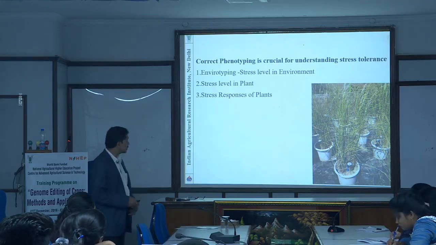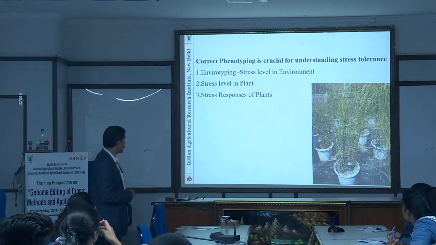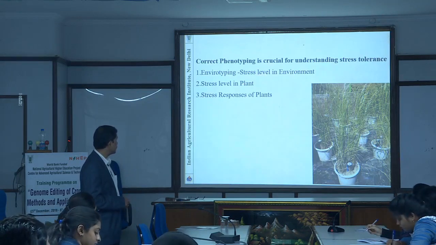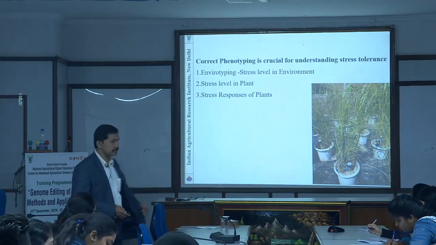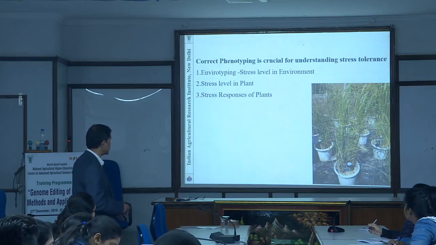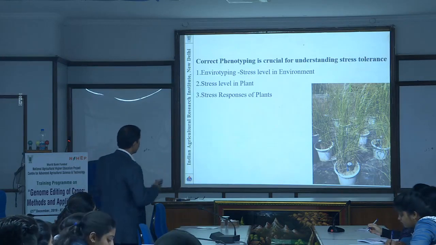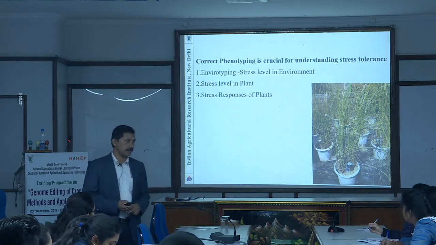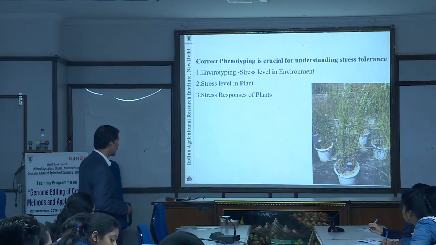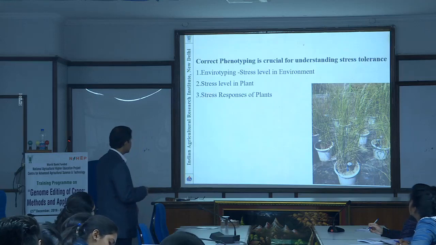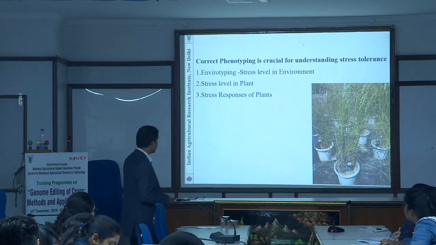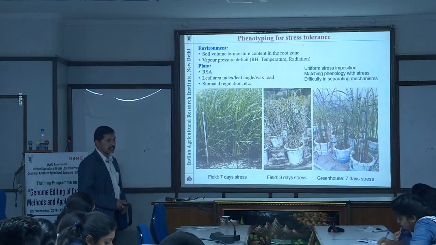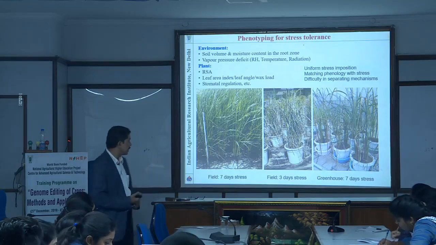When you impose stress, it is very important to measure the stress in the environment and measure the stress level in the plant, and then you see the stress response. These are three important factors for identifying the gene. Otherwise, if you just impose stress and identify a gene, you don't know what the gene is working for. Then when you want to deploy the gene in an environment or in a target population of environments where the genotype is going to be cultivated, that gene may or may not work. So that's why you have to measure all these three components. This is the way you phenotype to identify a gene that is going to be a candidate gene.